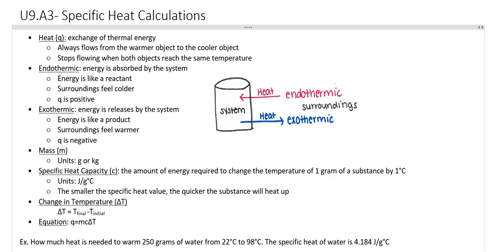Today we're going to do Unit 9, Acquisition 3, Specific Heat Calculations. So first, when we're doing these calculations, the variable that we're going to use to represent heat is going to be the letter Q. Heat is just the exchange of thermal energy. Heat always flows in one direction.